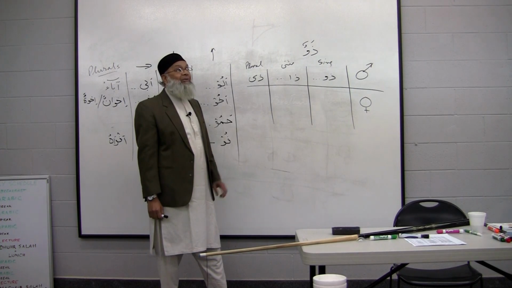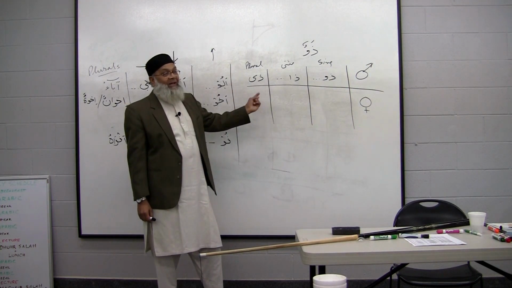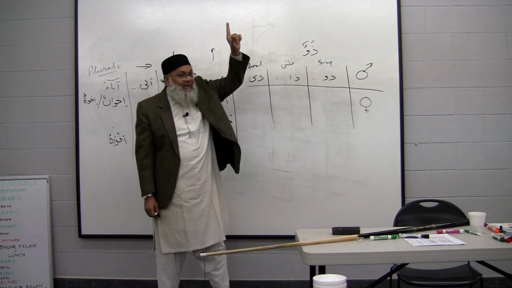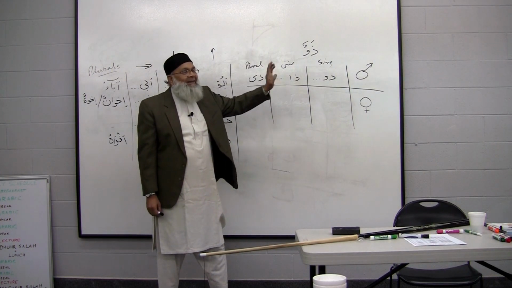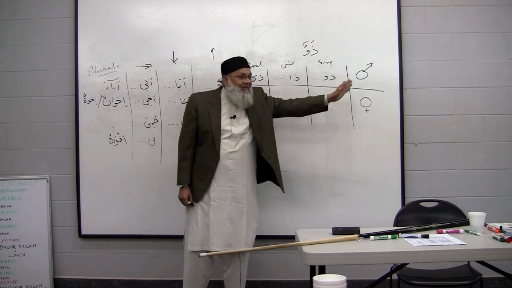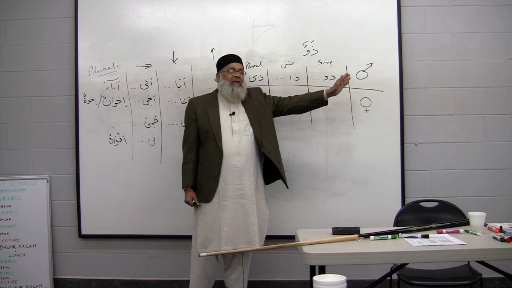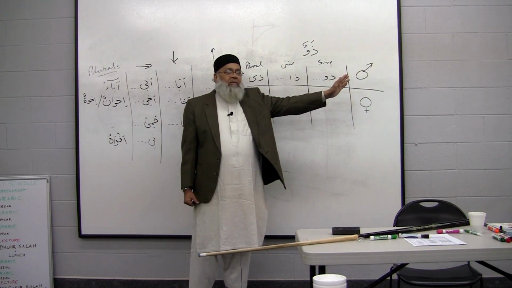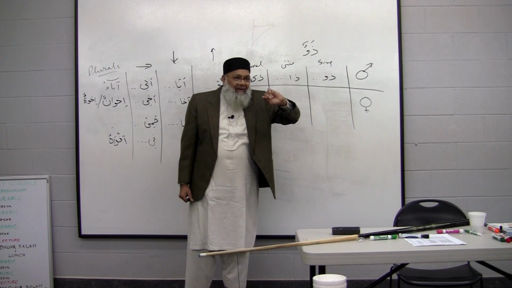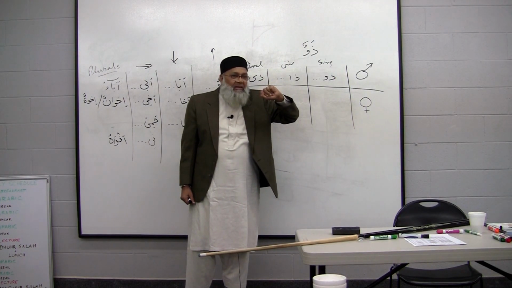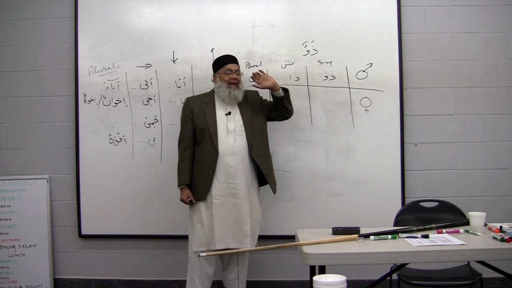Tabarakasmu rabbika Dhul Jalali wal Ikram. So, ism is in the rafa form. So, Dhul Jalali wal Ikram is the ism of Allah subhanahu wa ta'ala. Do ayate hai na? One is Tabarakasmu rabbika Dhul Jalali wal Ikram. And the other ayah?